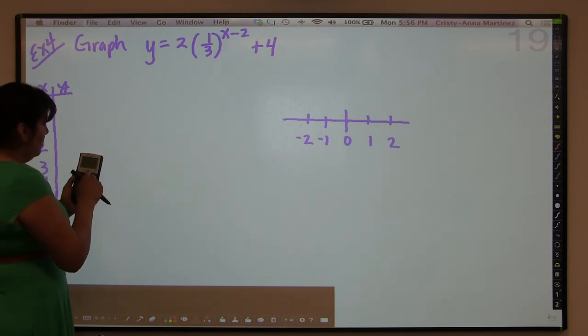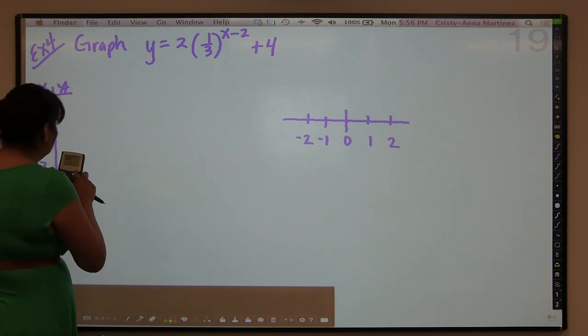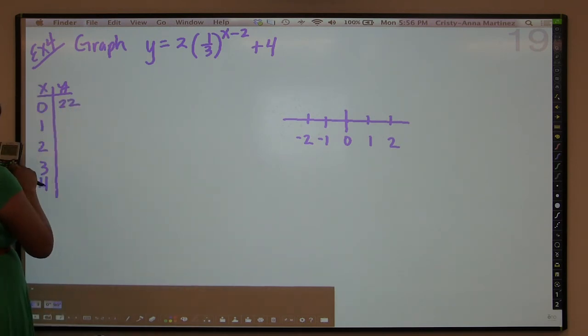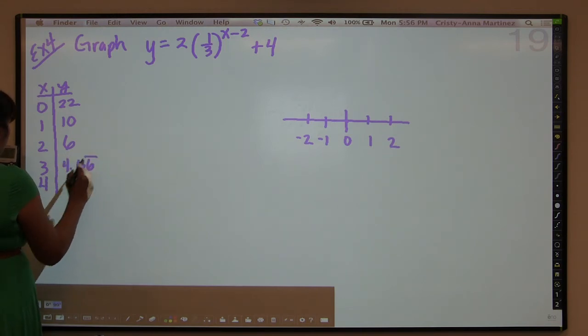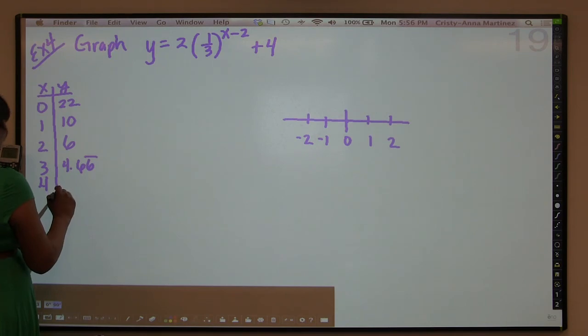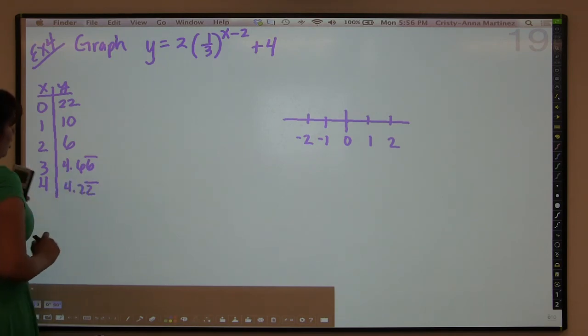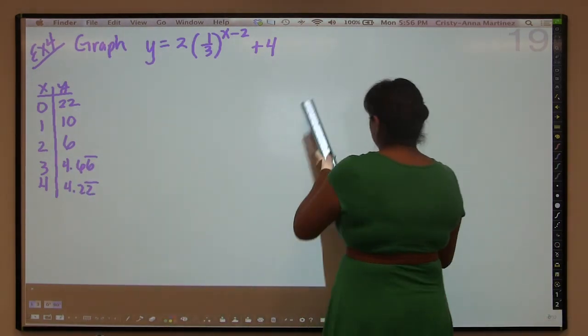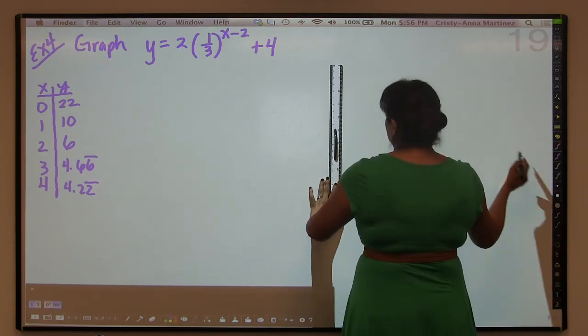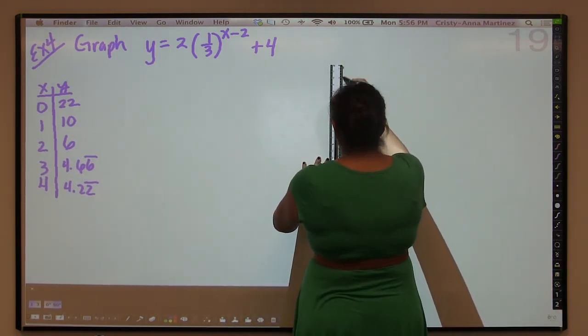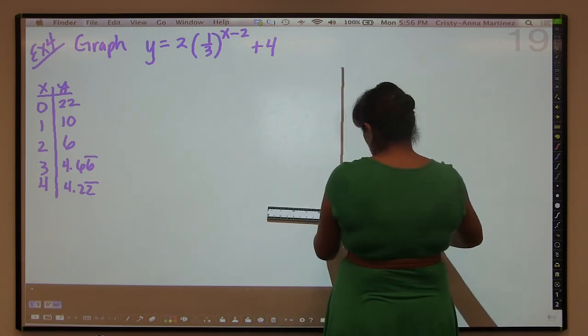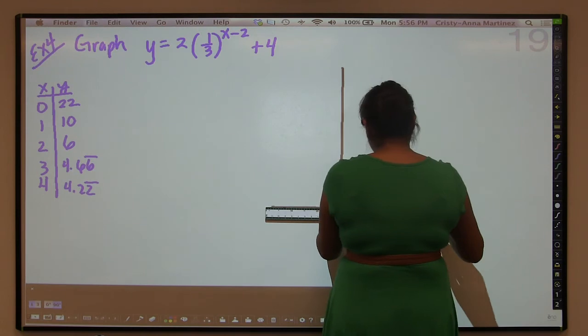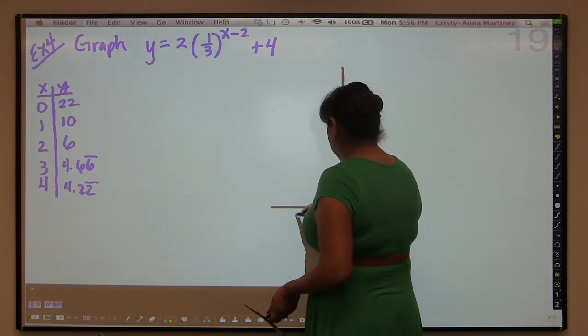And I'm going to graph it, and I know it looks really small, but I'm going to go to my table on my calculator, and it's telling me that when x is 0, y is 22, when x is 1, y is 10, when x is 2, y is 6, when x is 3, it's 4.66 repeating. And so basically 4 2/3. And when x is 4, it's 4.22 repeating. Okay? So I'm going to use those values to come over here and graph this function. Alrighty? So again, we have a bunch of positive values and not very many negative values. So I'm just going to go ahead and do this. So we're going to go -1, -2.